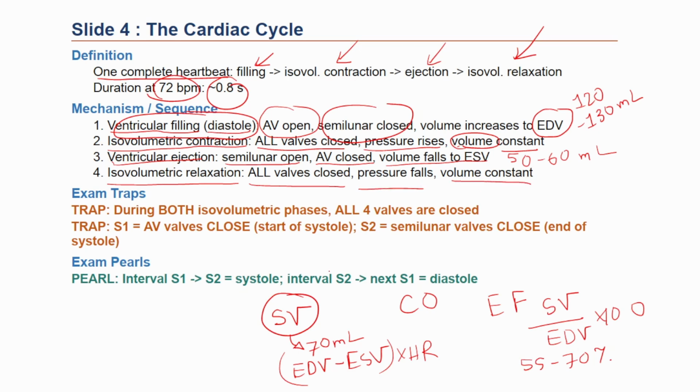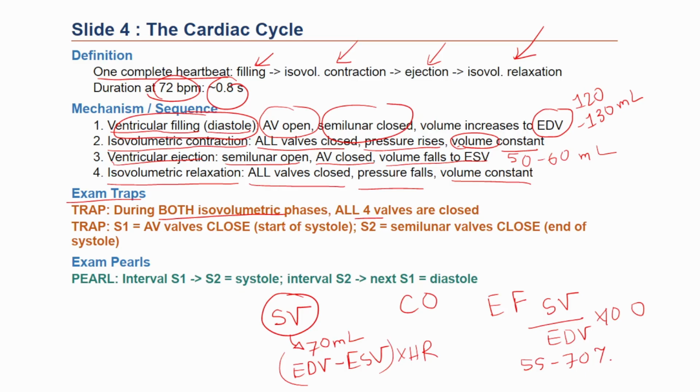Now pay critical attention to these high-yield exam traps to protect your score, as examiners love to test your absolute clarity on the valve status during the cycle. A classic trap is suggesting that blood is moving or that certain valves are open during the isovolumetric phases. Remember the strict physical rule. During both isovolumetric phases, which involve isovolumetric contraction and isovolumetric relaxation, all four valves are simultaneously closed, making volume change impossible.